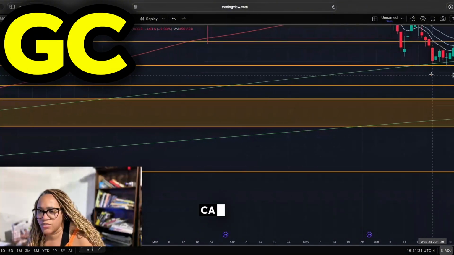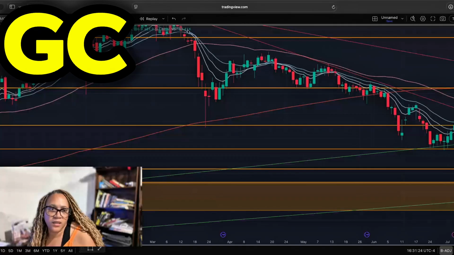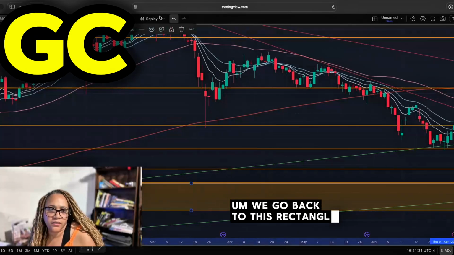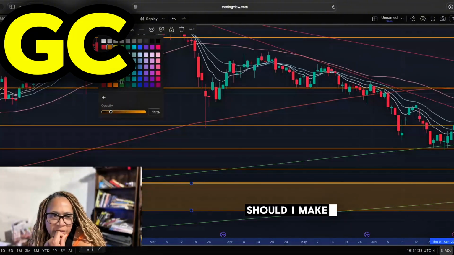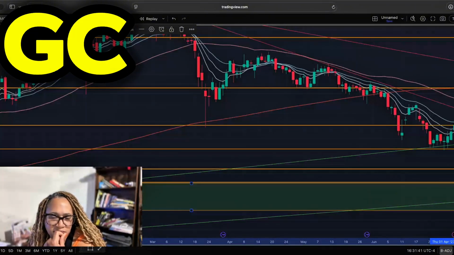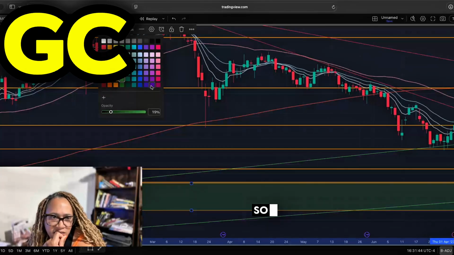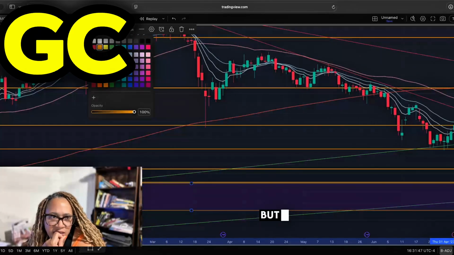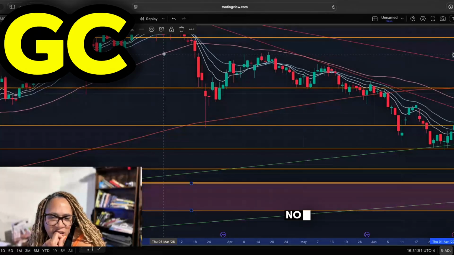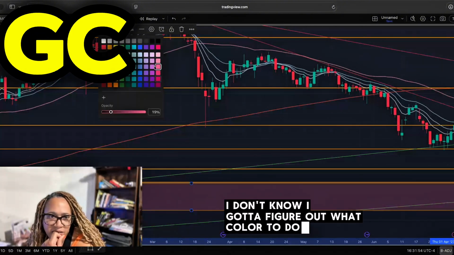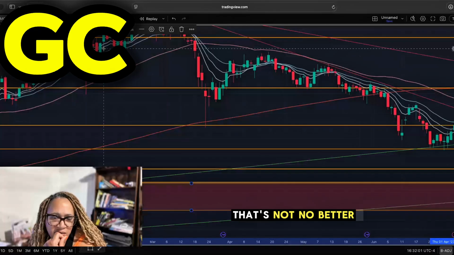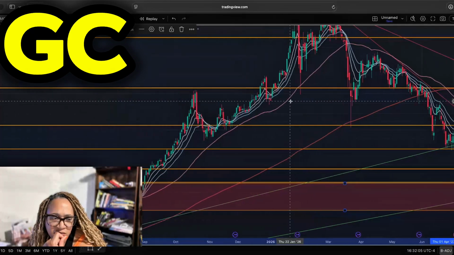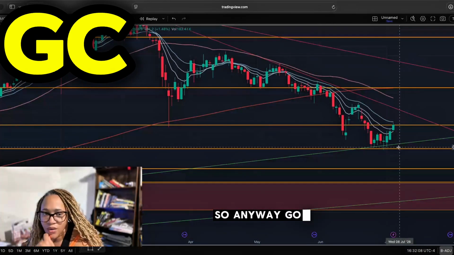I might change this gold because I feel like it's blending in with everything. We go back to this rectangle. Let's do the fill. Should I make it green for buys? I don't know. I'm an artsy kind of girl, so I know I did the purple, but pink. I don't know, I've got to figure out what color to do. All right, let me move it along. No, that's not better. No, that's not too bad. I don't know, I'll figure it out.